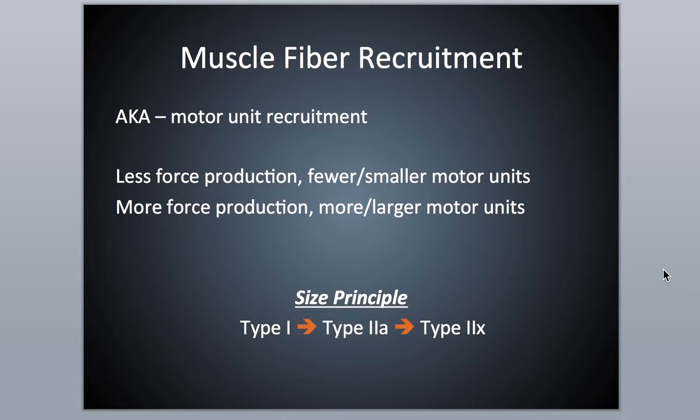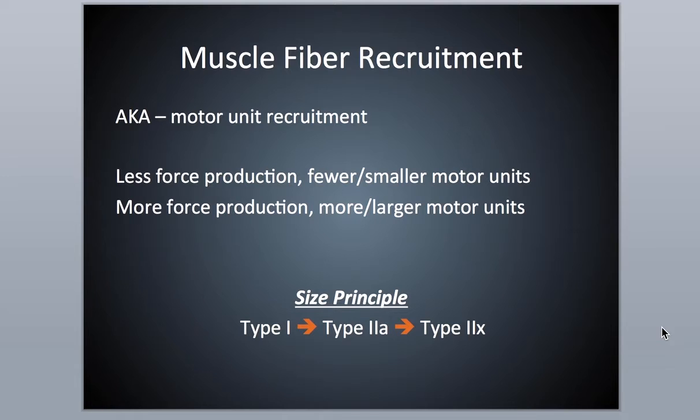All right, the muscle fiber recruitment. This is essentially looking at the order that the fibers are going to be recruited, and they're always going to go in this order, if you can see there on the bottom of the slide. This is also known as motor unit recruitment. Less force production means that there are fewer, smaller motor units. More force production means that there are larger or more motor units.